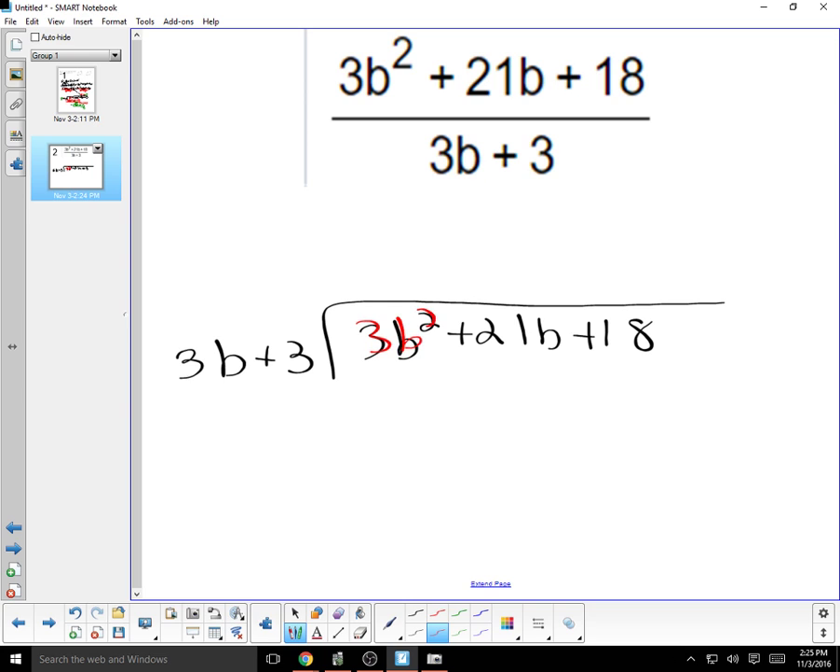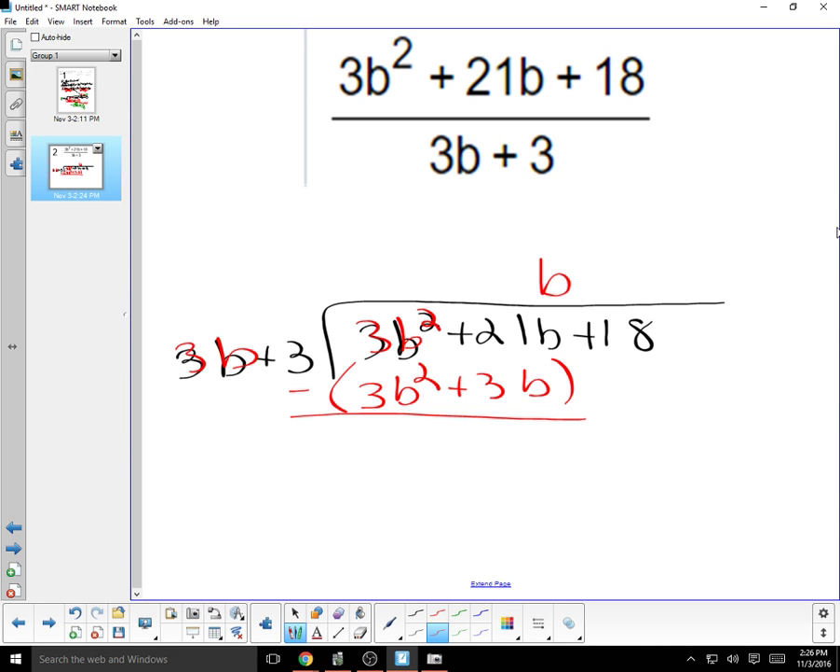3b squared divided by 3b is b. So b times 3b is 3b squared. And b times 3 is 3b. Change the signs. 3b squared minus 3b squared is 0.